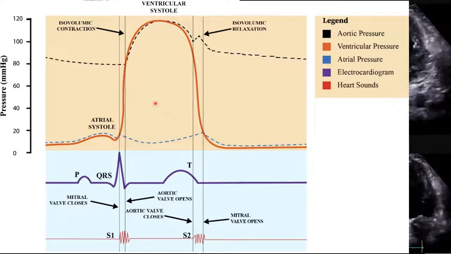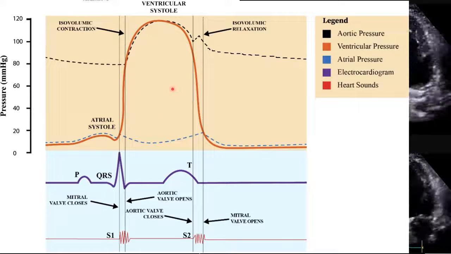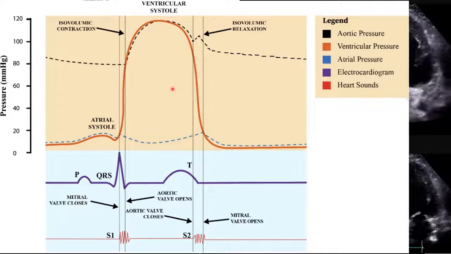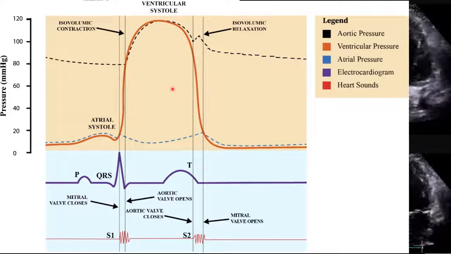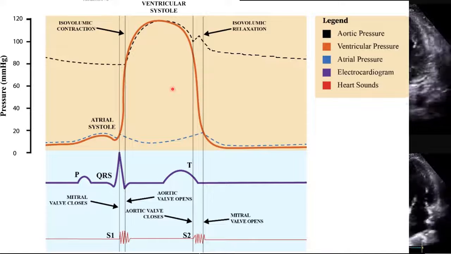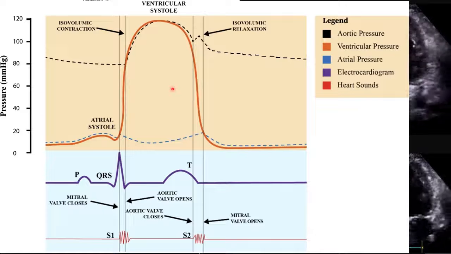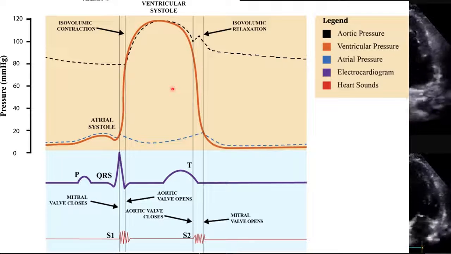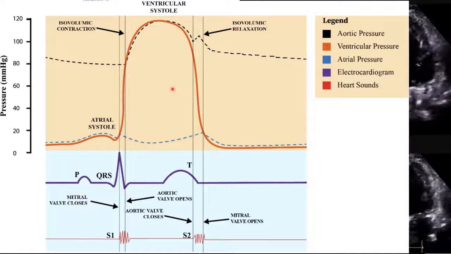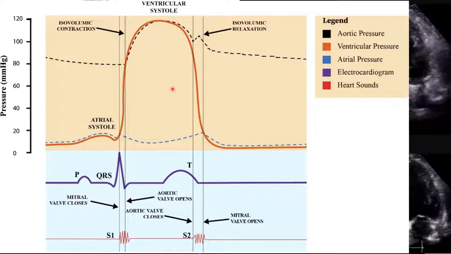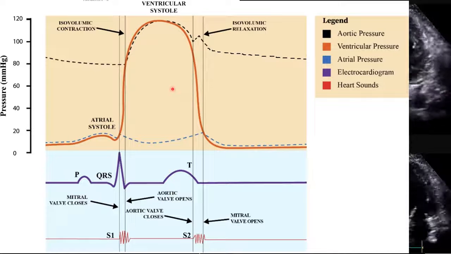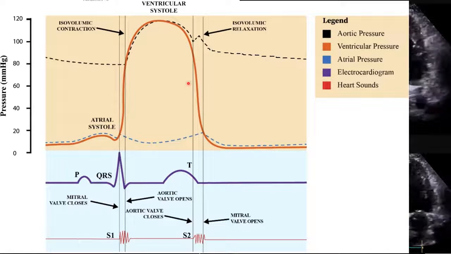But we have to remember that both the atrium and ventricle have a systolic phase and a diastolic phase, but at the same time, they are completely opposite each other. When the ventricles are in systole, the atria are in diastole and vice versa. So just keep that in your mind.